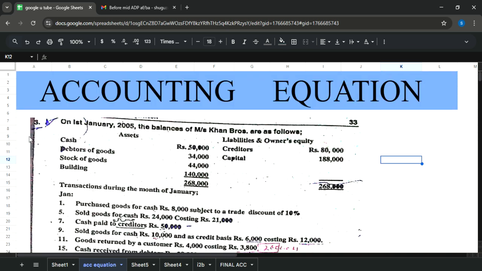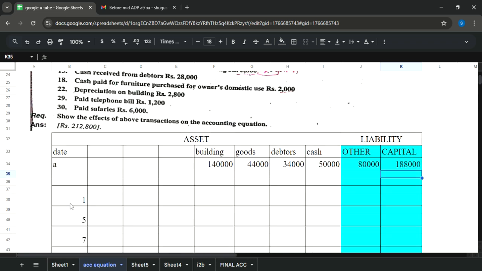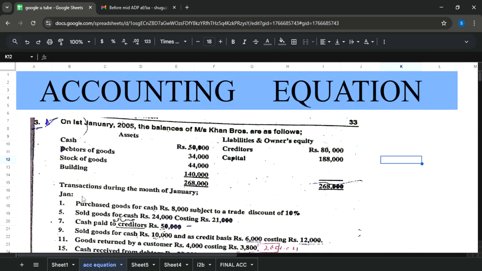Now we will start the different transactions given during the period. First, I have already mentioned the date over here. So on 1st of January, purchase goods for cash 8,000 subject to a trade discount. Here your attention is needed. You will have to understand this word trade discount. You may note it down.